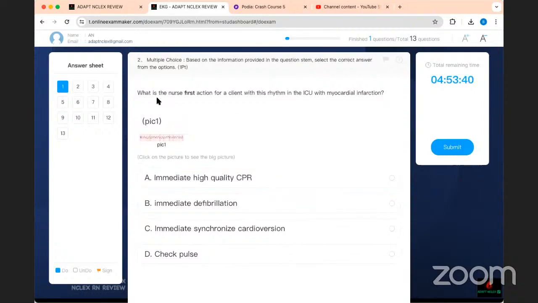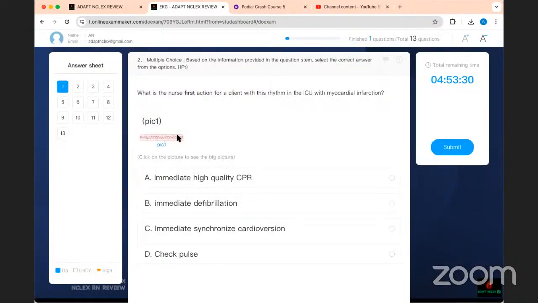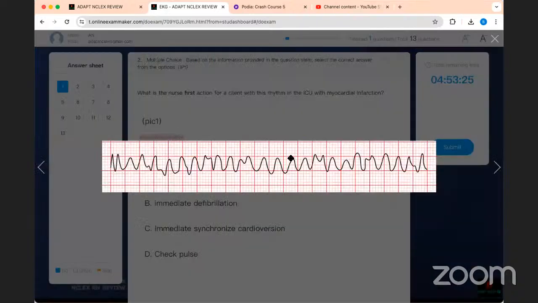Number 2, what is the first action for a client in the ICU with myocardial infarction? So this guy had an MI, and you see this rhythm. What are you going to do? What is the next first action? First, you have to identify that. So what do you think? What is the rhythm first?